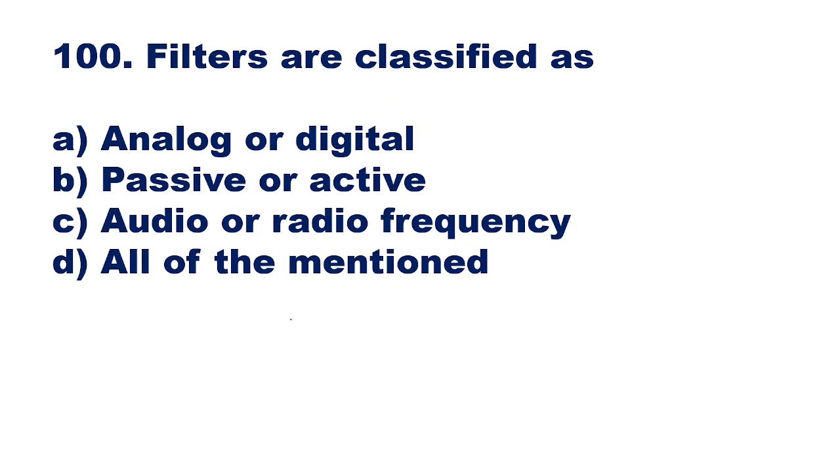Filters are classified as analog or digital filters, passive or active filters, audio or radio frequency filters. All these three are true because filters can be classified as analog filters or digital filters. They can be classified based on the components as passive filters or active filters. They can be classified based on the frequencies as audio frequency filters or radio frequency filters, that is AF filters or RF filters. So all of the above mentioned are true. So option D is the right answer here, all of the above mentioned.